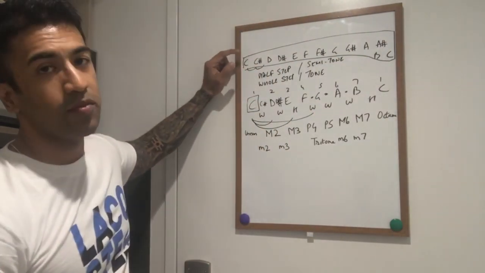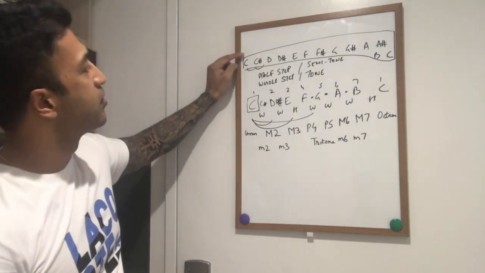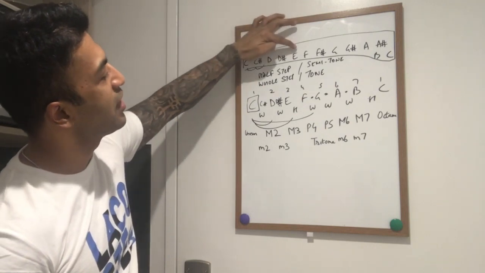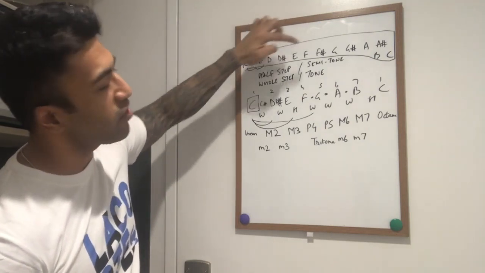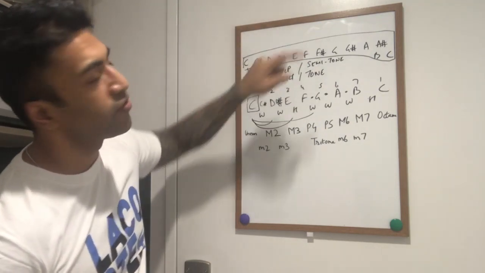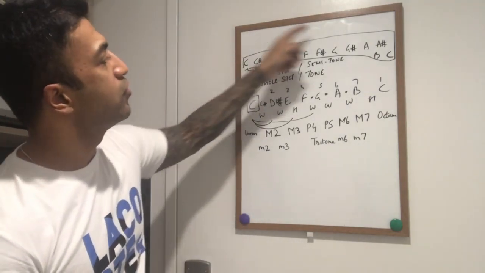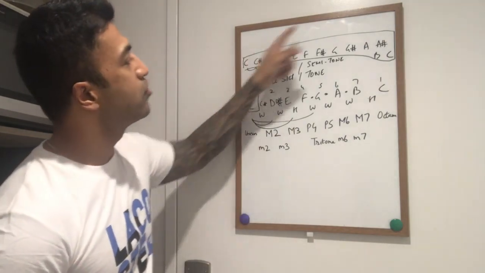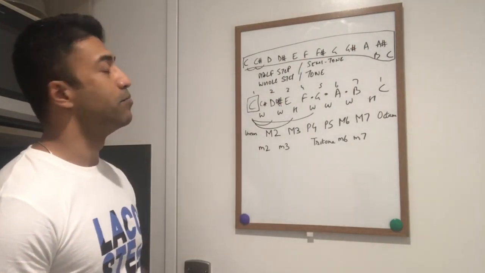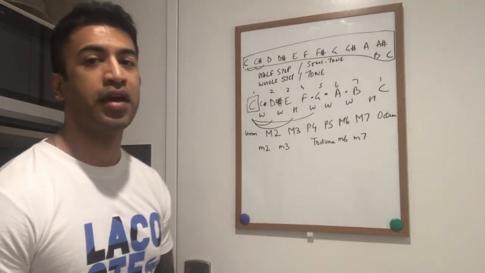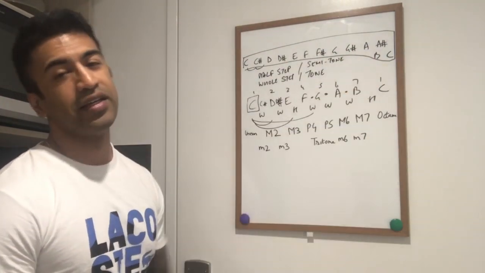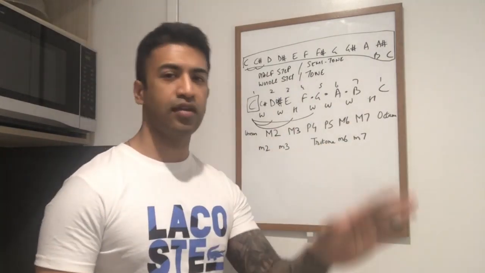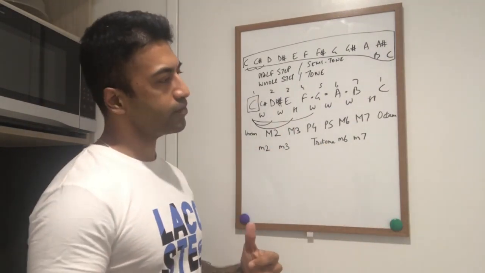A C to a C sharp is called a minor second. A C to a D is a major second. C to D sharp is a minor third. C to an E is a major third. C to an F is called a perfect fourth. C to an F sharp is a tritone. C to a G is a perfect fifth. C to a G sharp is a minor sixth. C to an A is a major sixth. C to an A sharp is a minor seventh. C to B is a major seventh, and C to the next C is called an octave. Okay, so these are the simpler intervals.